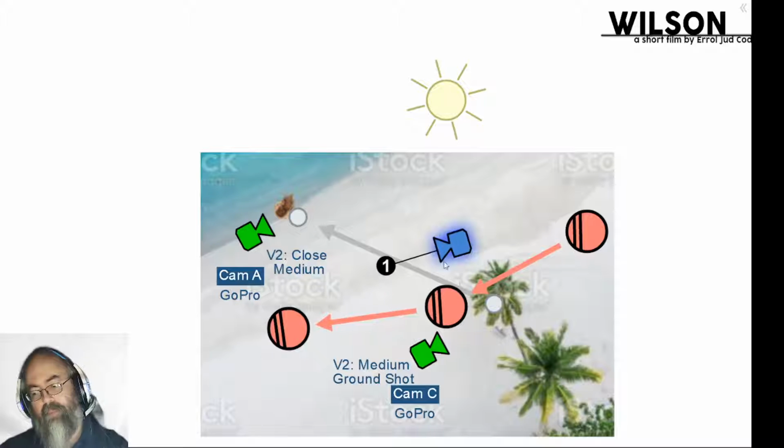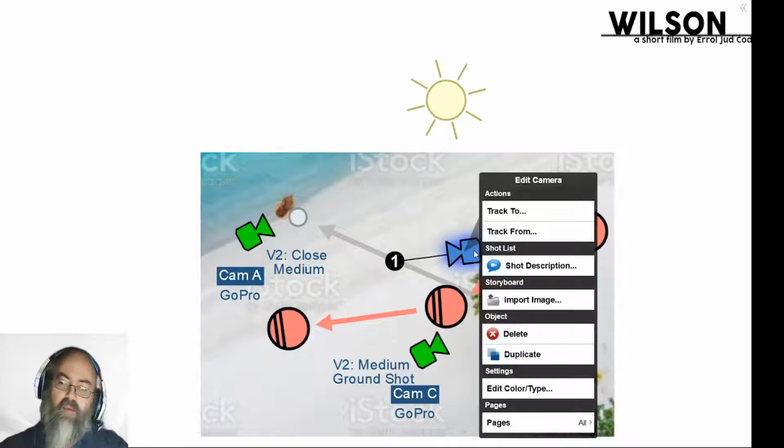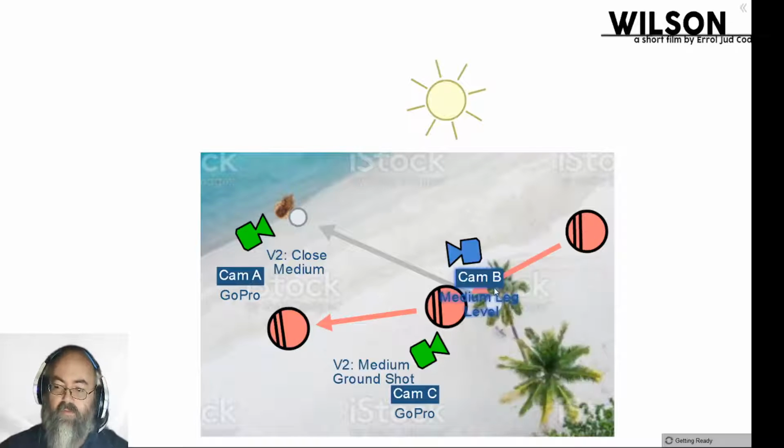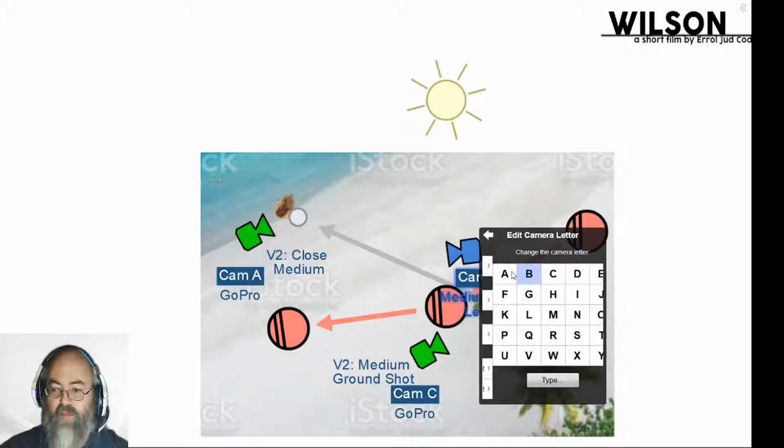However, if I do it at an angle, so that as it rolls, I'm going to set the shot here. This is camera A, a medium, leg level shot. So that way, it's camera A.